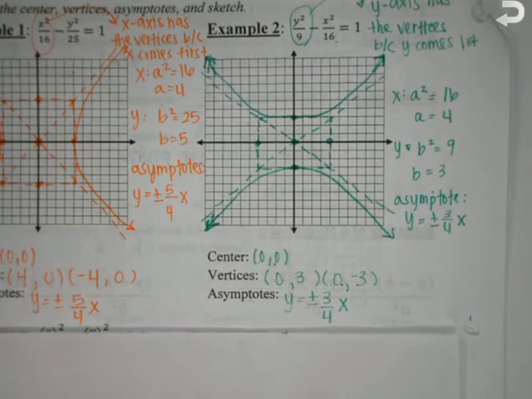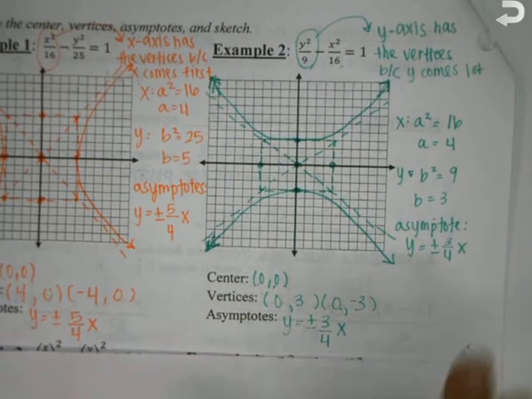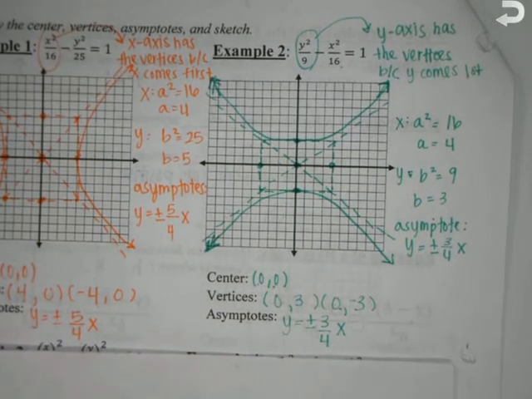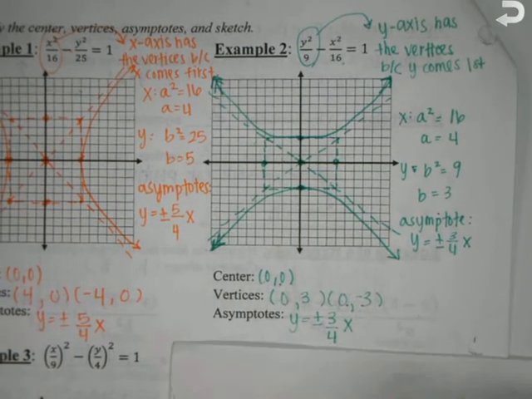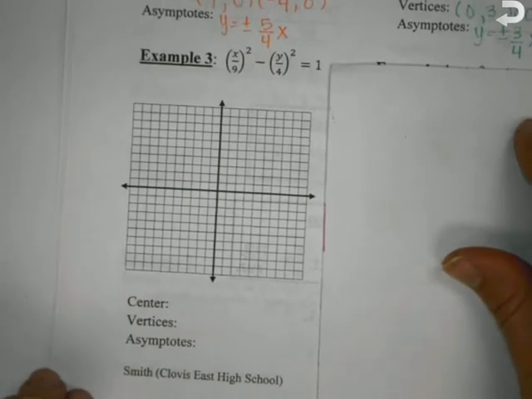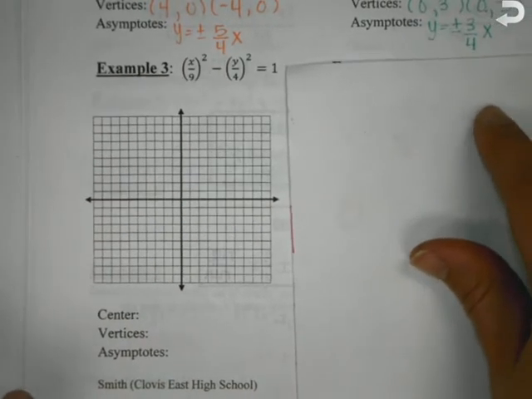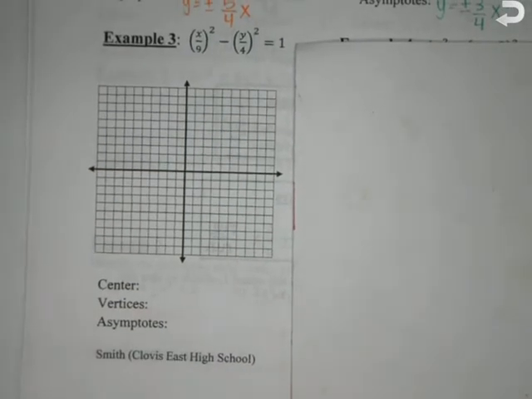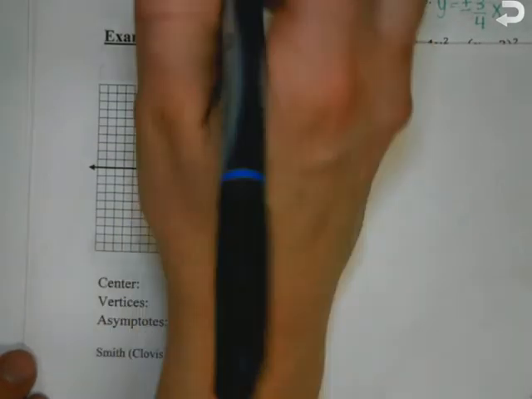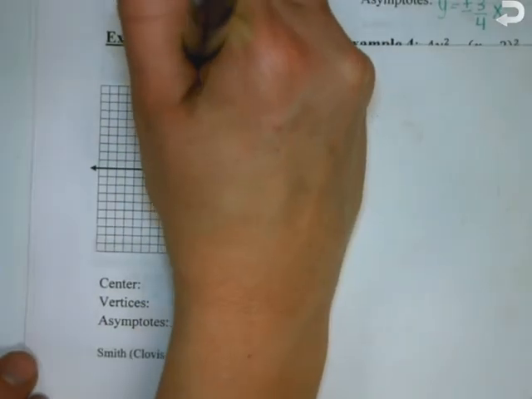So what I want you all to do is try example 3 by yourselves. I'll set it up for you because this does not look how we want it to look. So example 3, we have x over 9, all of that squared, minus y over 4, all of that squared equals 1. So we need to distribute that square in first. So that's going to give me x squared over 81 minus y squared over 16 equals 1. And now you should be able to finish it yourselves.